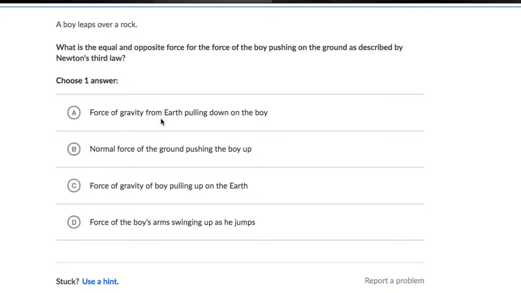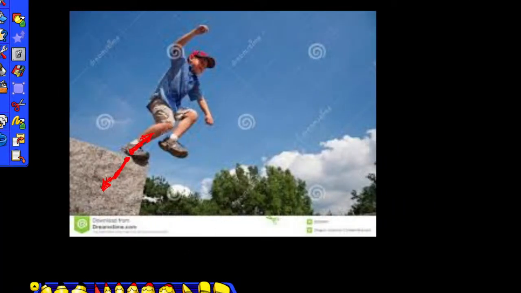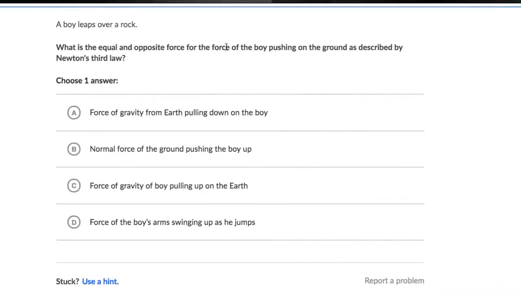So what is the equal and opposite force of the boy pushing on the ground as described by Newton's third law? Force of gravity from the earth pulling down on the boy. Just comment fast. Option A: force of gravity from the earth pulling down the boy. Yes, force of gravity will pull it downward. But that is not the reaction of this force.